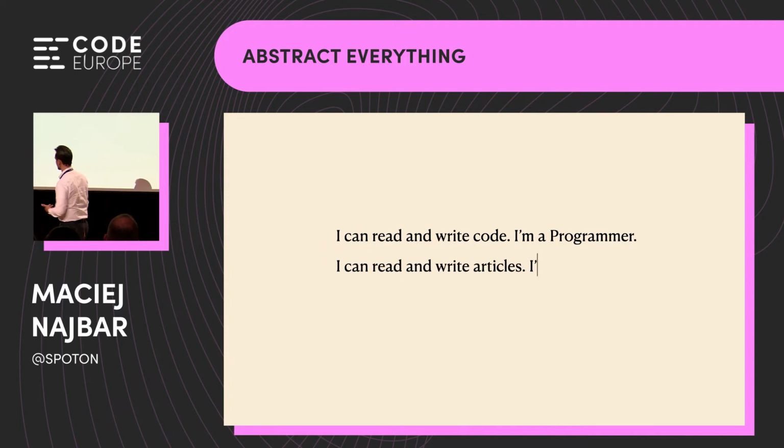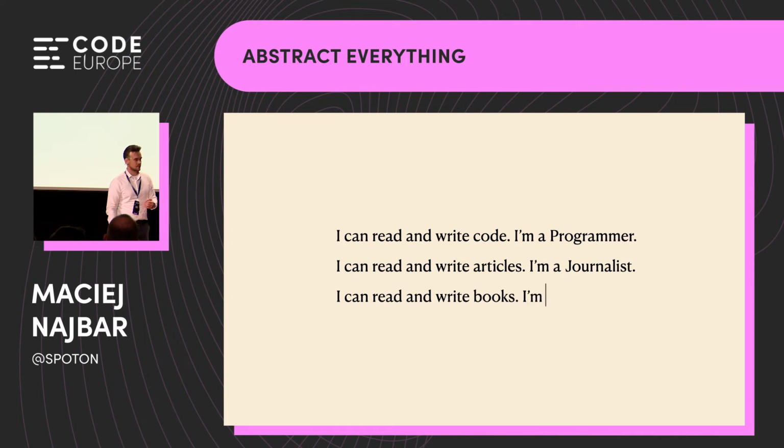I can read and write articles. It makes me a journalist. I can read and write books. I'm a novelist. I can get even more general. I can read and write, period. I'm an author. Programmer is an author. Journalist is an author. Novelist is also an author.